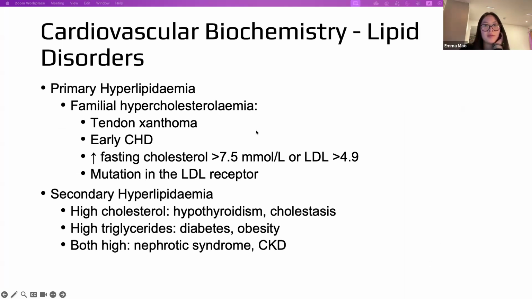Okay, so we have primary hyperlipidemia. So the most important thing to remember here is familial hypercholesterolemia. It's a mutation in the LDL receptor, and you just have really high cholesterol. And something that's pathognomonic is tendon xanthomata. And then we have secondary hyperlipidemia. So high cholesterol, high triglycerides, or both high, caused by these things as well. But often tested as familial hypercholesterolemia.